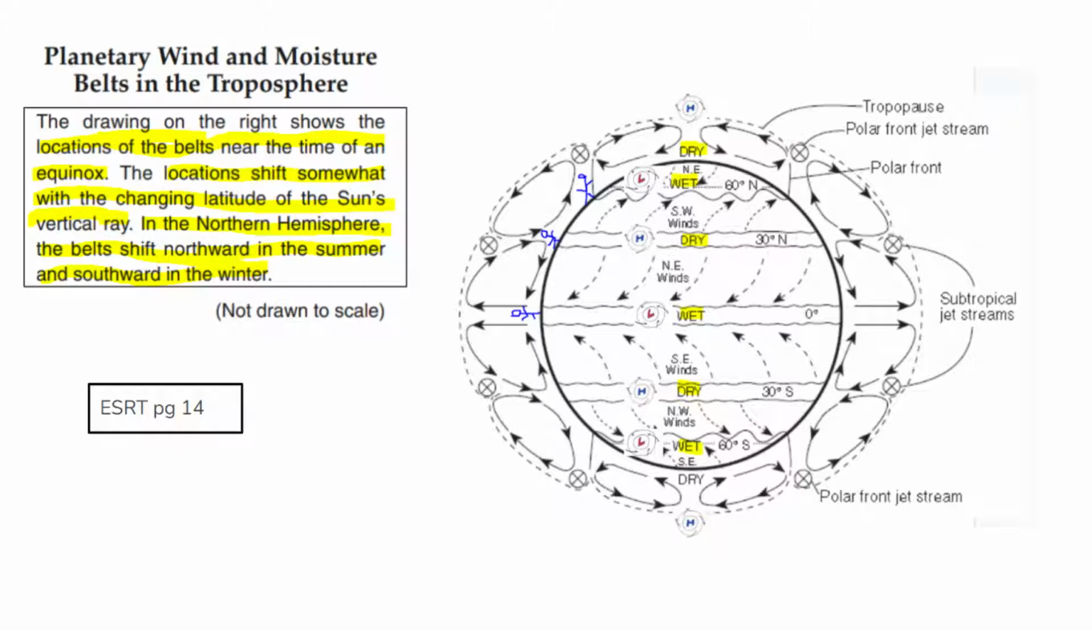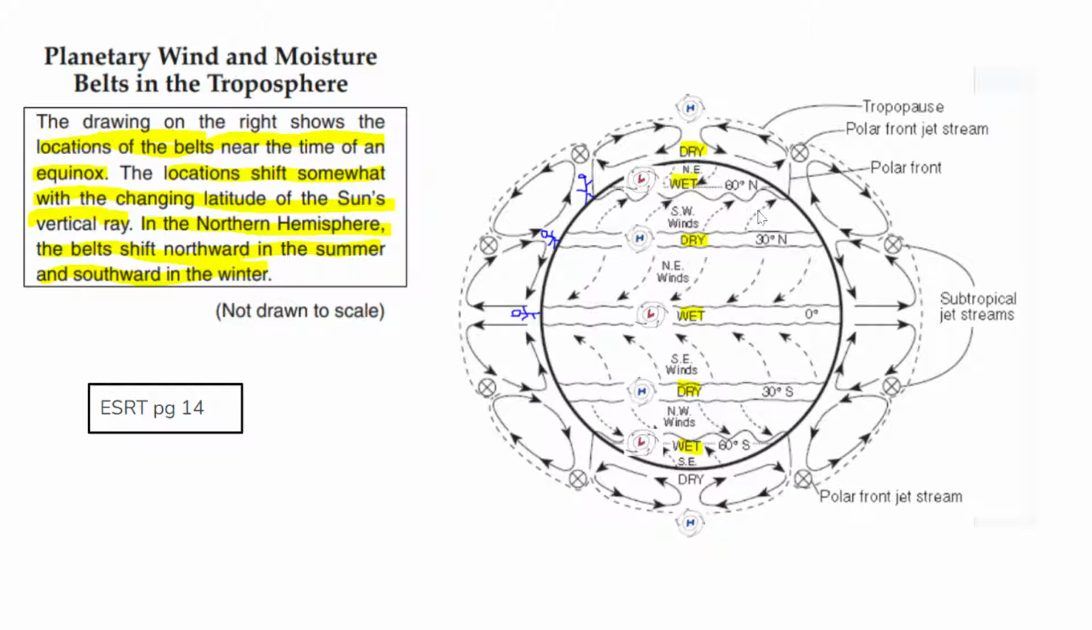Now, if you go back to your reference table, page 14, we've seen this chart before. Please read this box right here carefully. It says, the drawing on the right shows the locations of the belts near the time of an equinox. The location shifts somewhat with the changing latitude of the sun's vertical ray. In the northern hemisphere, the belts shift northward in the summer and southward in the winter. What this is saying is, yes, we have planetary wind belts and we have areas or climates of low pressure and high pressure, wet and dry in different areas. We have different areas that have rising and sinking air as well. But this is not permanent.